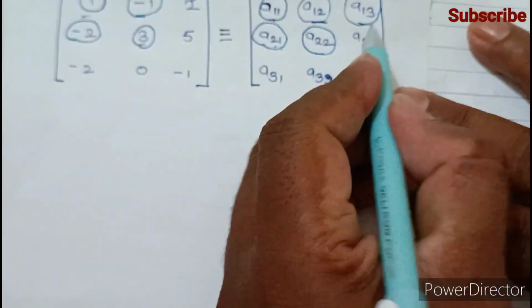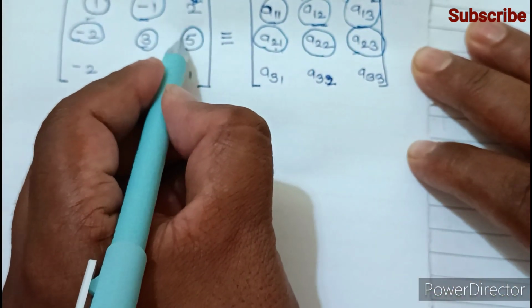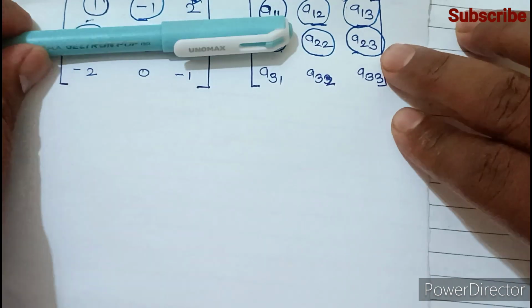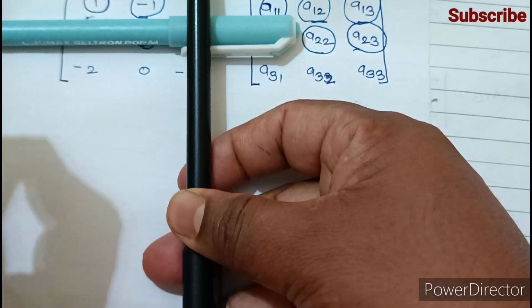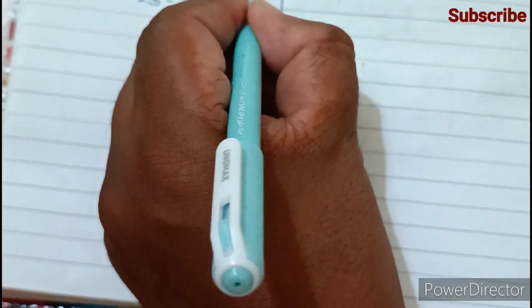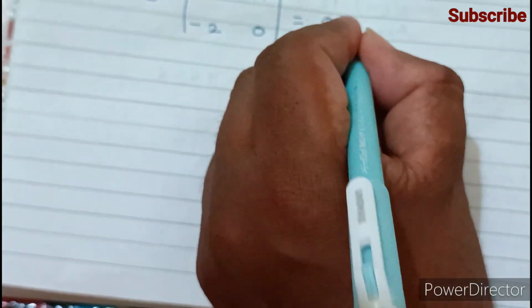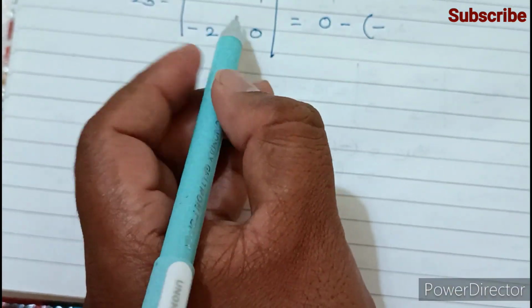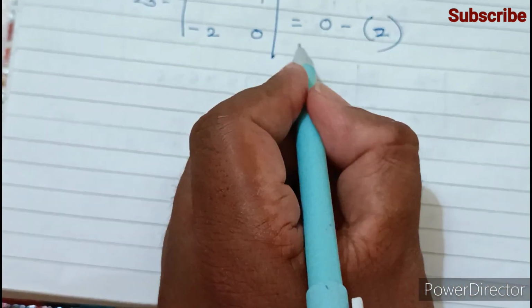And the next minor, M23, will equal the determinant, meaning the minor of the A23 position, the minor of 5. The second row and third column will be dropped, and the remaining elements in the determinant are 1, minus 1, minus 2, 0. That will equal 1 into 0, 0, minus of 0, minus minus will be plus 2, and this will be minus 2.